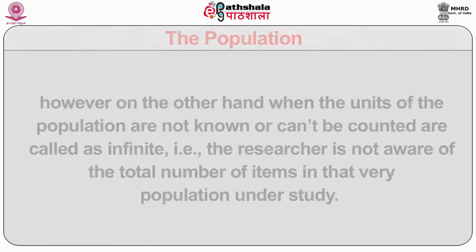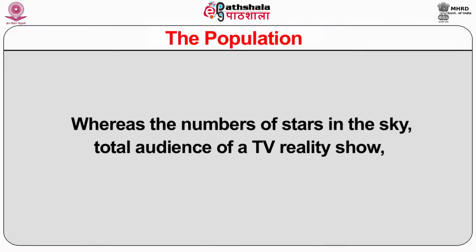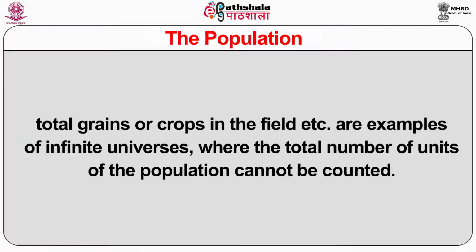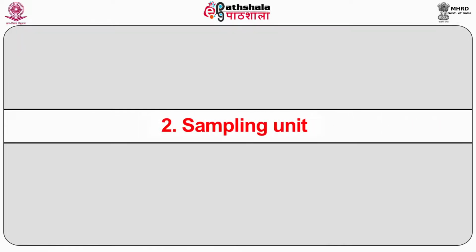The total number of residents of a city or town, the number of students in a college or a university are a few examples of a finite universe, where the total number of the constituents of the universe can be counted. Whereas the number of stars in the sky, total audience of a TV reality show, total grains or crops in the field, etc. are examples of an infinite universe, where the total number of units of the population cannot be counted.